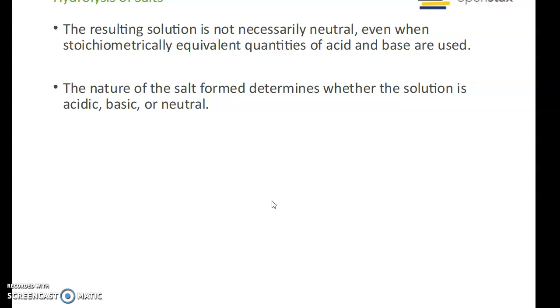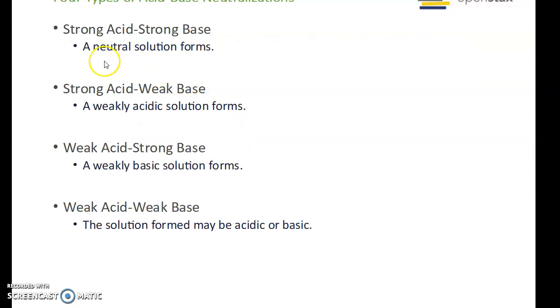So the resulting solution is not necessarily neutral, even when stoichiometrically equivalent quantities of acid and base are used. That's because the salt formed determines whether the solution is acidic, basic, or neutral. For example, if you have a strong acid and a strong base, you do get a neutral solution, and a salt is formed. So water and salt are formed.